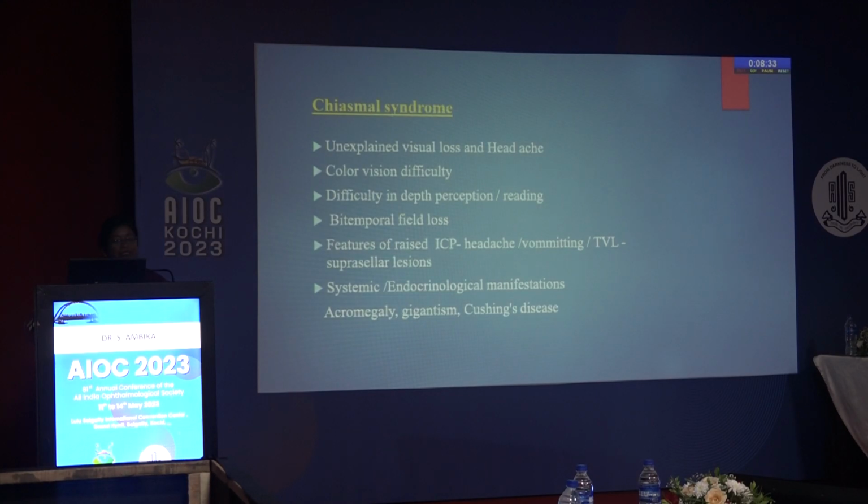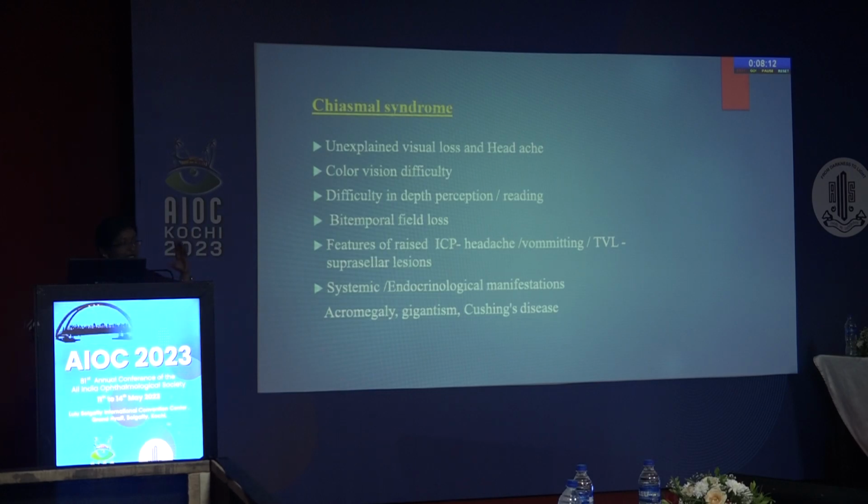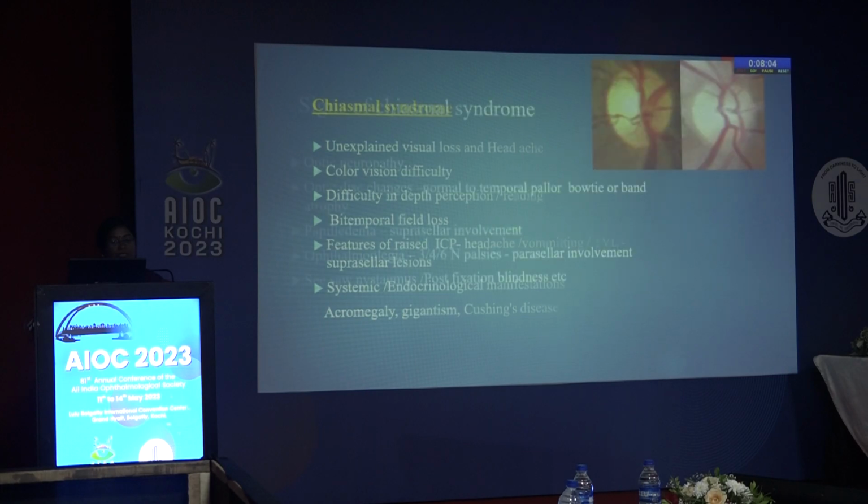So coming to the chiasm, any unexplained vision loss, headache, color vision difficulty, difficulty in depth perception, and bitemporal field loss, you have to suspect a chiasmal syndrome. And there can also be a raised ICP, which is not that commonly seen in a chiasmal syndrome, but yet it is possible. When the lesion in the chiasm is going suprasellar, it starts compressing the third ventricle and you will end up seeing a disc edema. And you can also see sometimes endocrine features like acromegaly and gigantism.